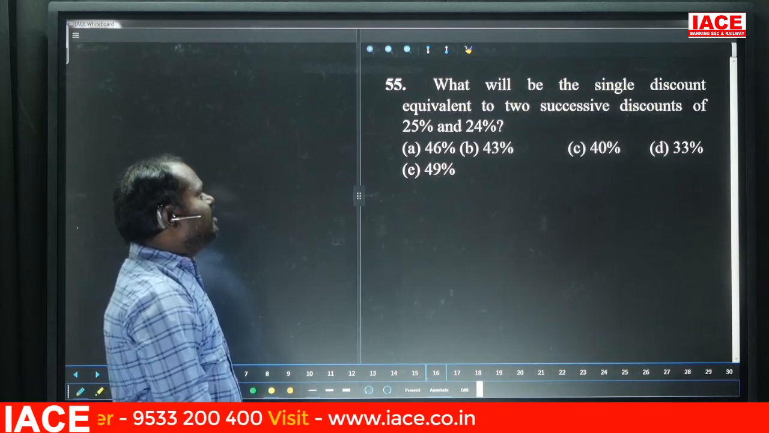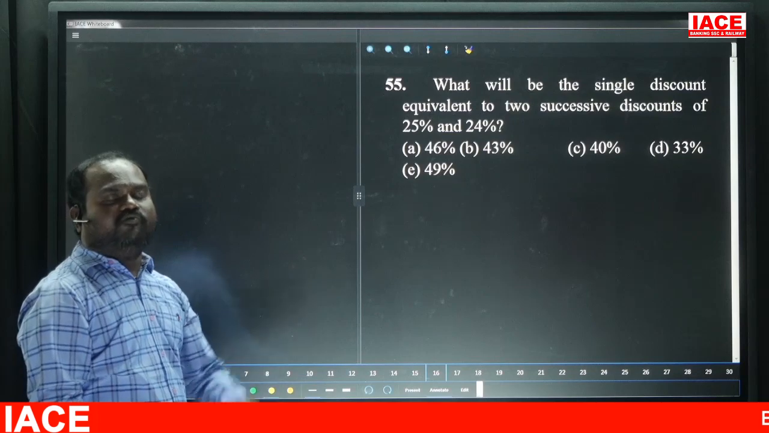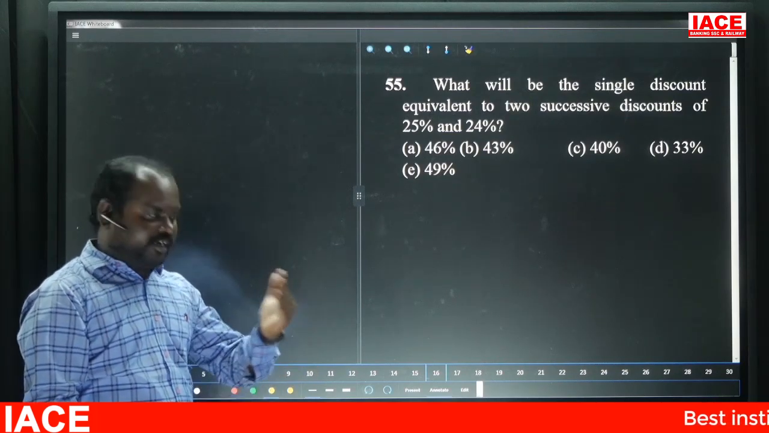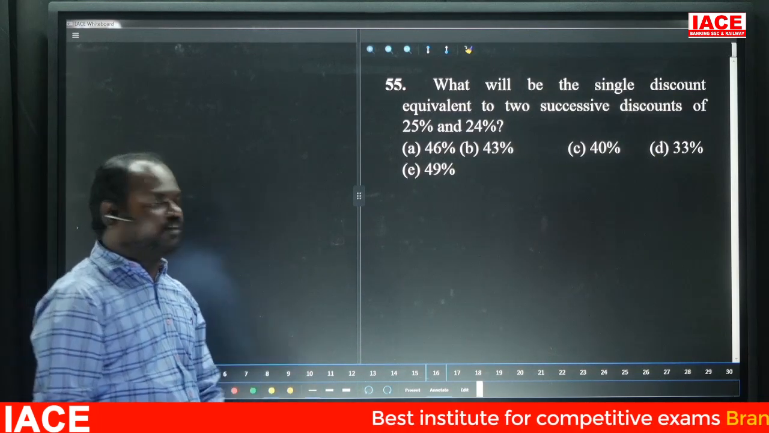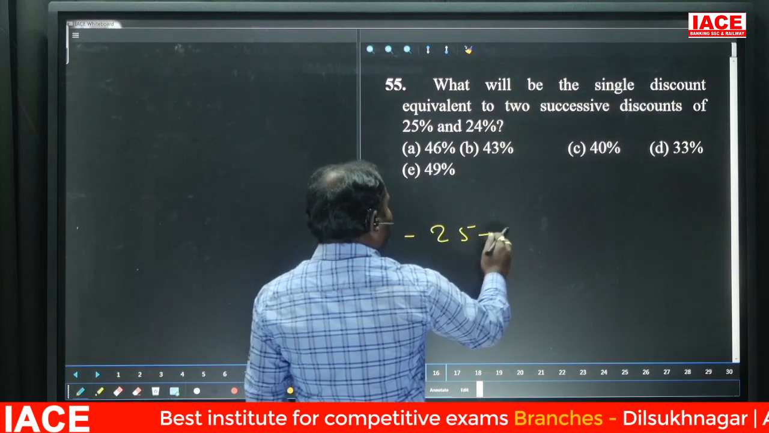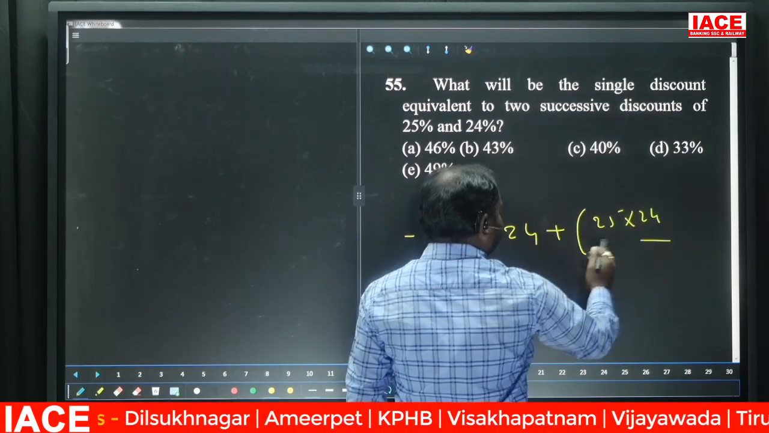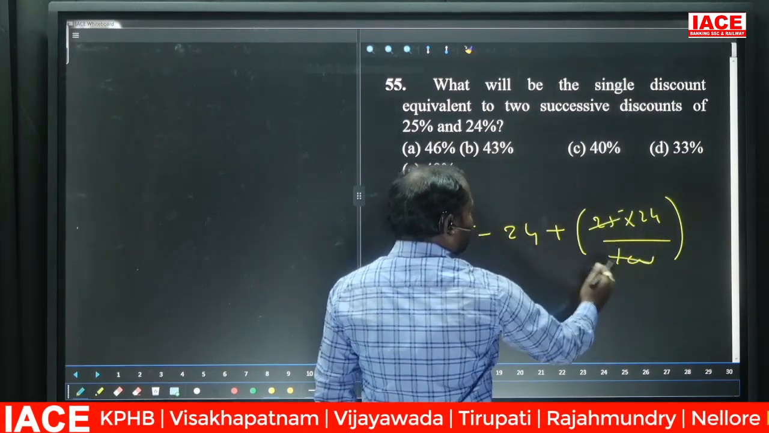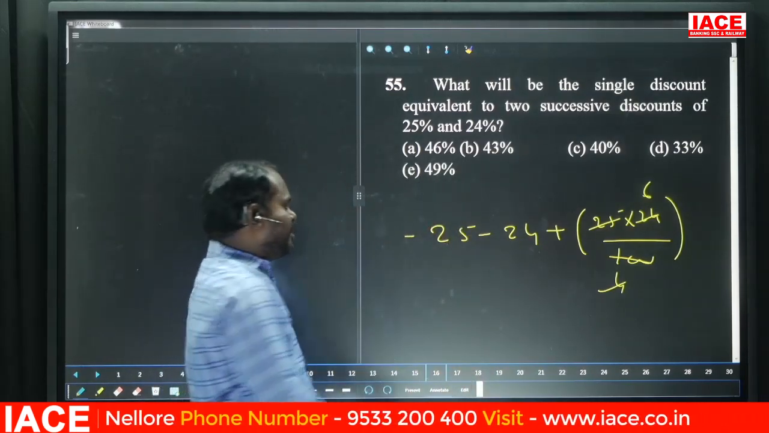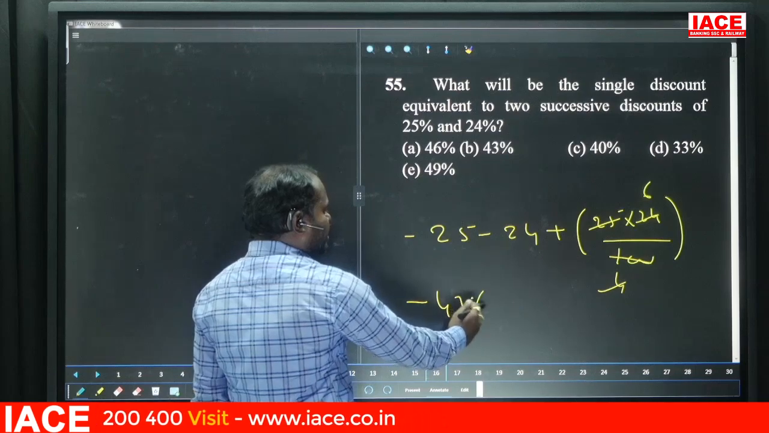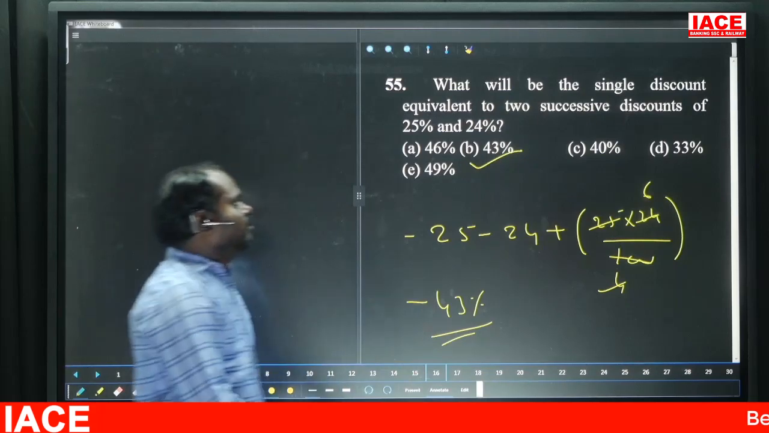55. What will be the single discount equivalent to two successive discounts of 25 and 24? Whenever successive discounts, we can use a lot of methods. A very basic, very simple method is x plus y plus xy by 100. But both are discounts, so both are negatives: minus 25, minus 24. Minus into minus is plus, 25 into 24 by 100. 25 fours are 100, so 6. Minus 49 plus 6 is minus 43. It is a discount, that's why we are getting a negative value, 43 percentage. Option B, 43 percentage. Next.